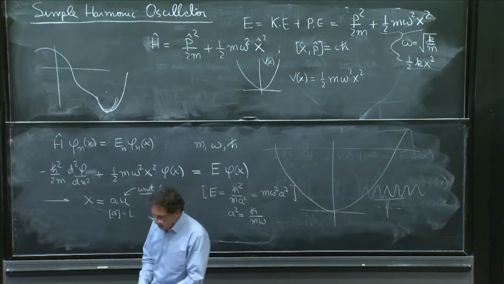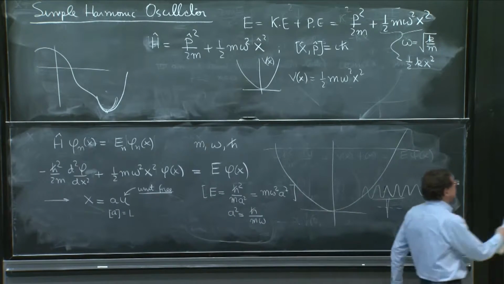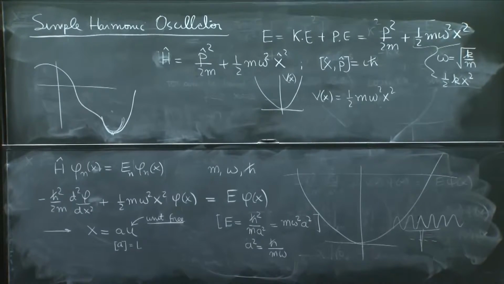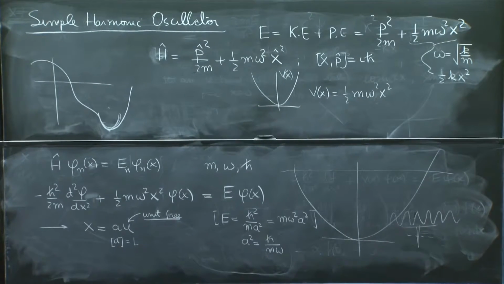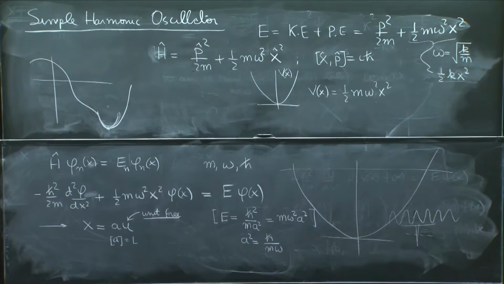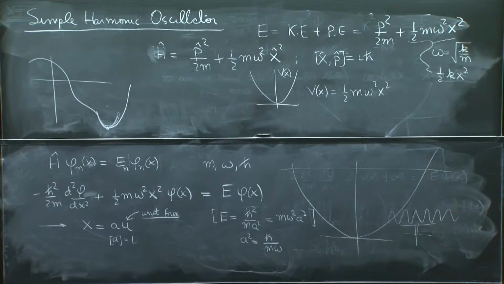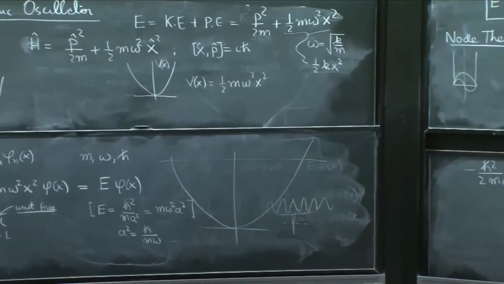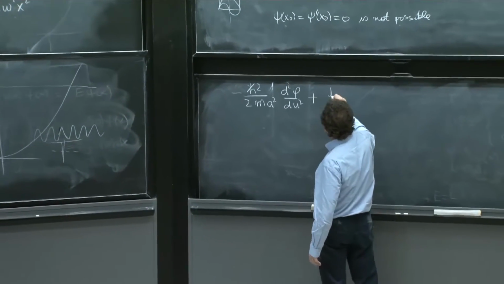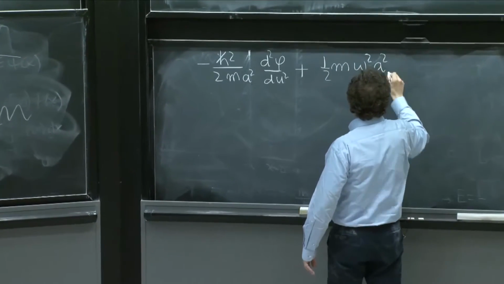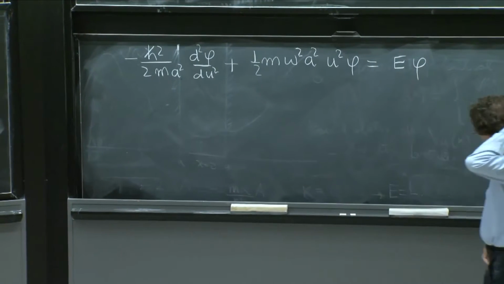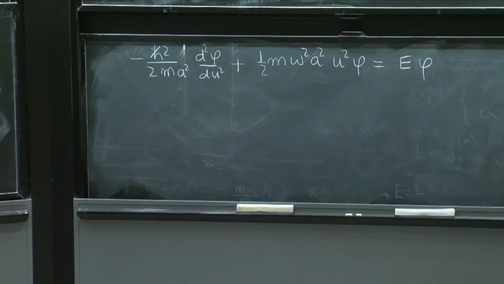If you have that constant, your differential equation becomes what? Well, it becomes the following. Let's write it out. It's very simple because x is equal to a u, and therefore you get minus h bar squared over 2m a squared d second phi du squared. X is equal to a u, so it basically just shows up here, plus 1/2 m omega squared a squared u squared phi is equal to E phi. Now things have to work nicely. If you did the job well, they have to work nicely.